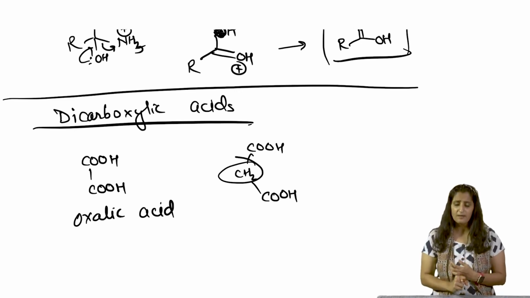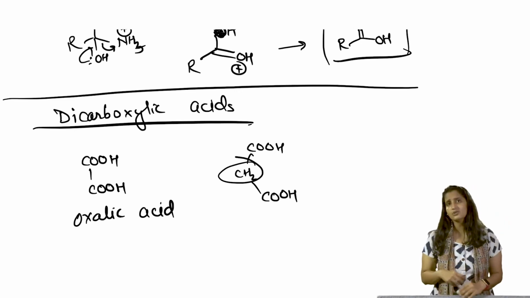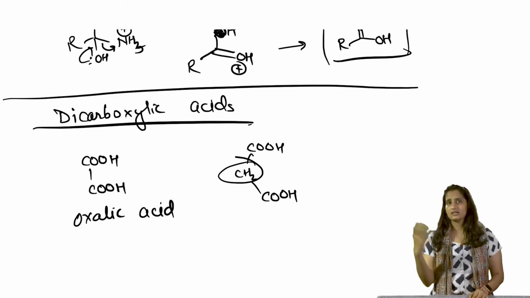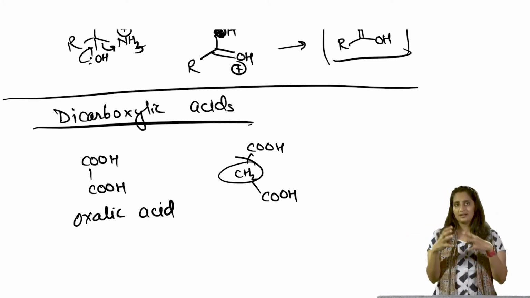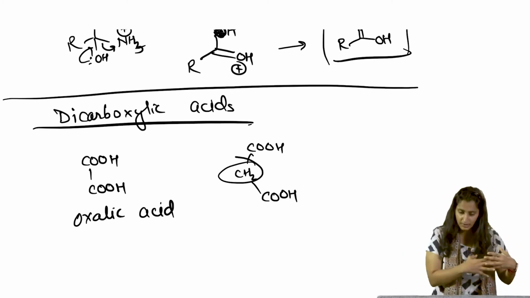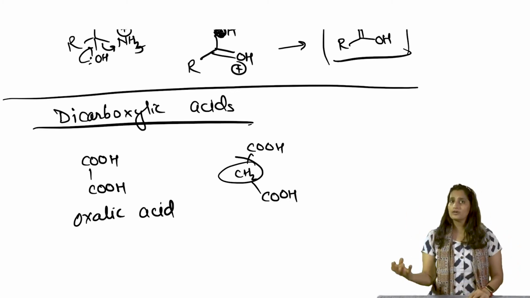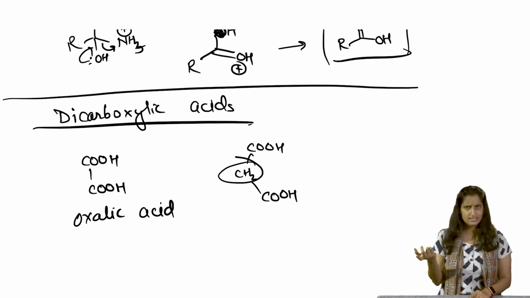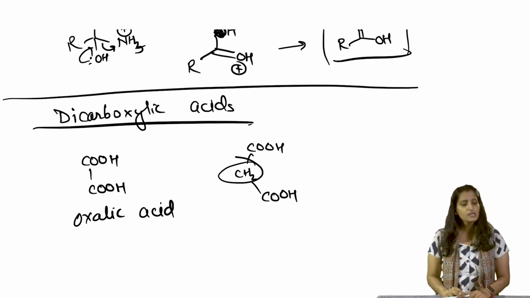The first thing, because of the presence of that other COOH, the acidity of this COOH increases a little bit, because that other COOH is going to pull electrons away inductively. Your conjugate base becomes much more stable. So, they are a little more acidic than the corresponding acids.